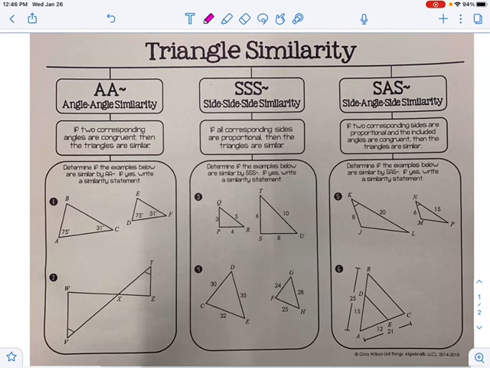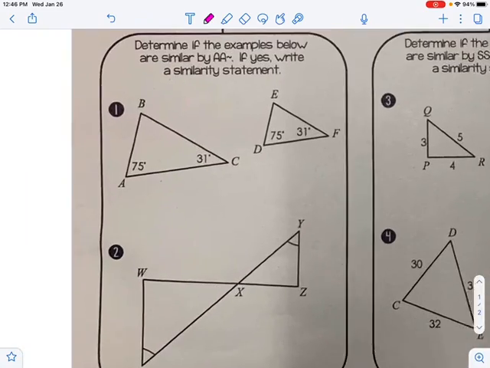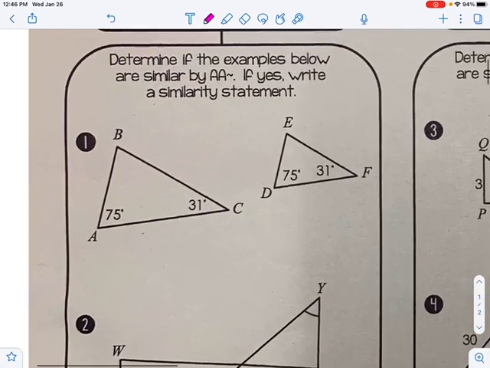Triangle similarity. Some of these might look kind of familiar. We did triangle congruence last semester with some of these guys. For similarity, we could only use these three, which is a lot less. So I'm going to jump in with the first one, angle-angle similarity.